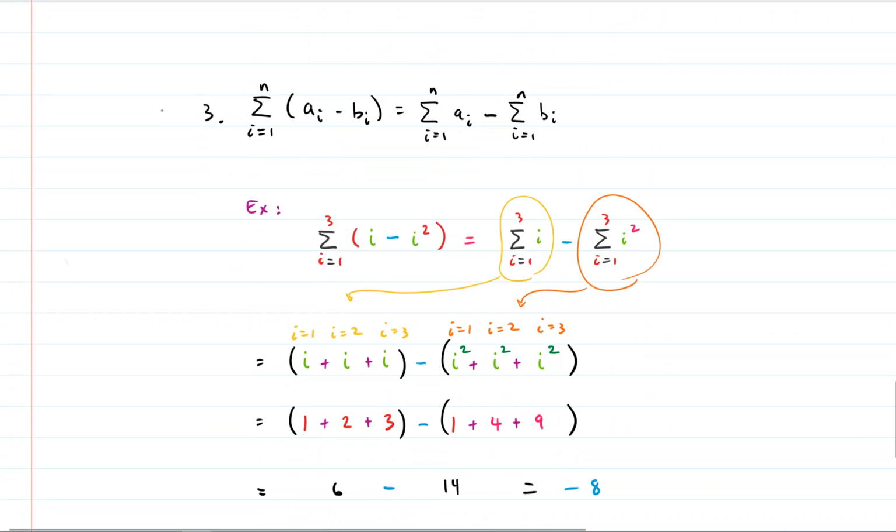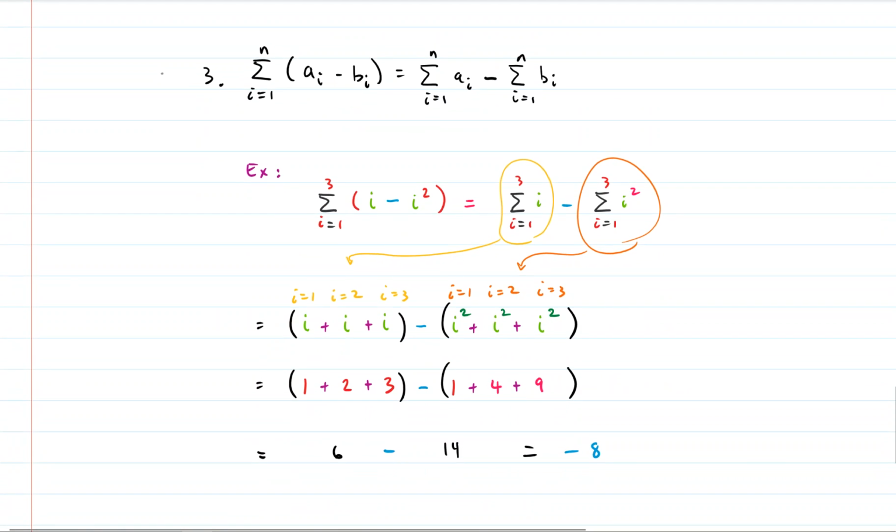This next property is exactly like the last property, but instead of having a plus, we have a negative. That's it. Besides that, it's the exact same property. In fact, if I just change those, you could see that was exactly the only difference between the previous property we just discussed. So we can split these up just like we did before.